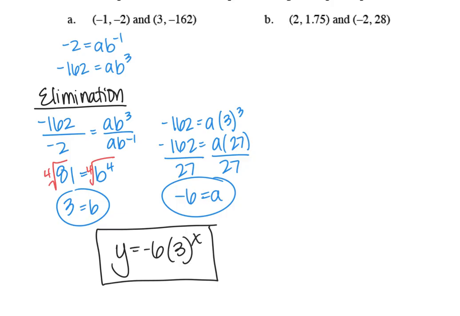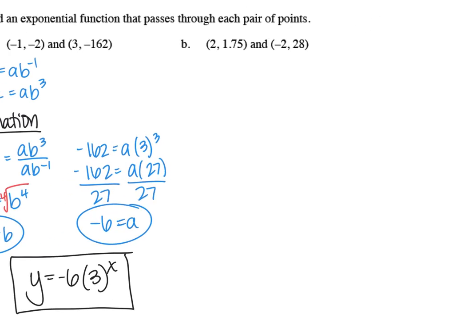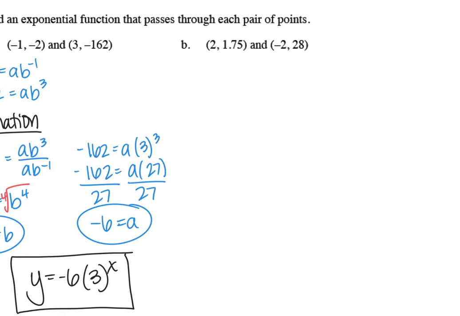All right, let's look at b real quick. I'm going to set these two up, and then I'm going to set you on your own. So here we go. 1.75 equals ab squared, and 28 equals ab to the -2. All right, pause this video, go ahead and solve it. Let's see what happens.